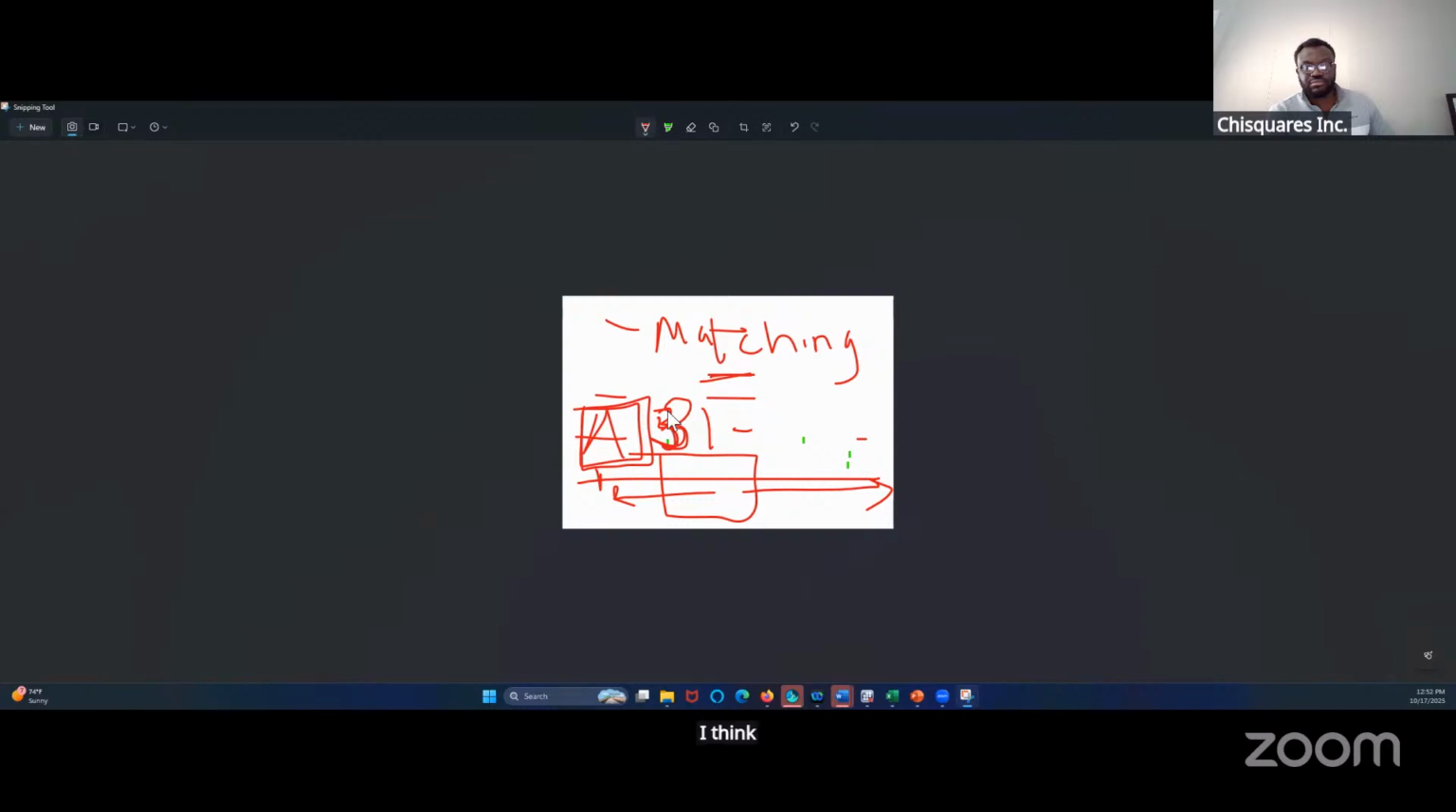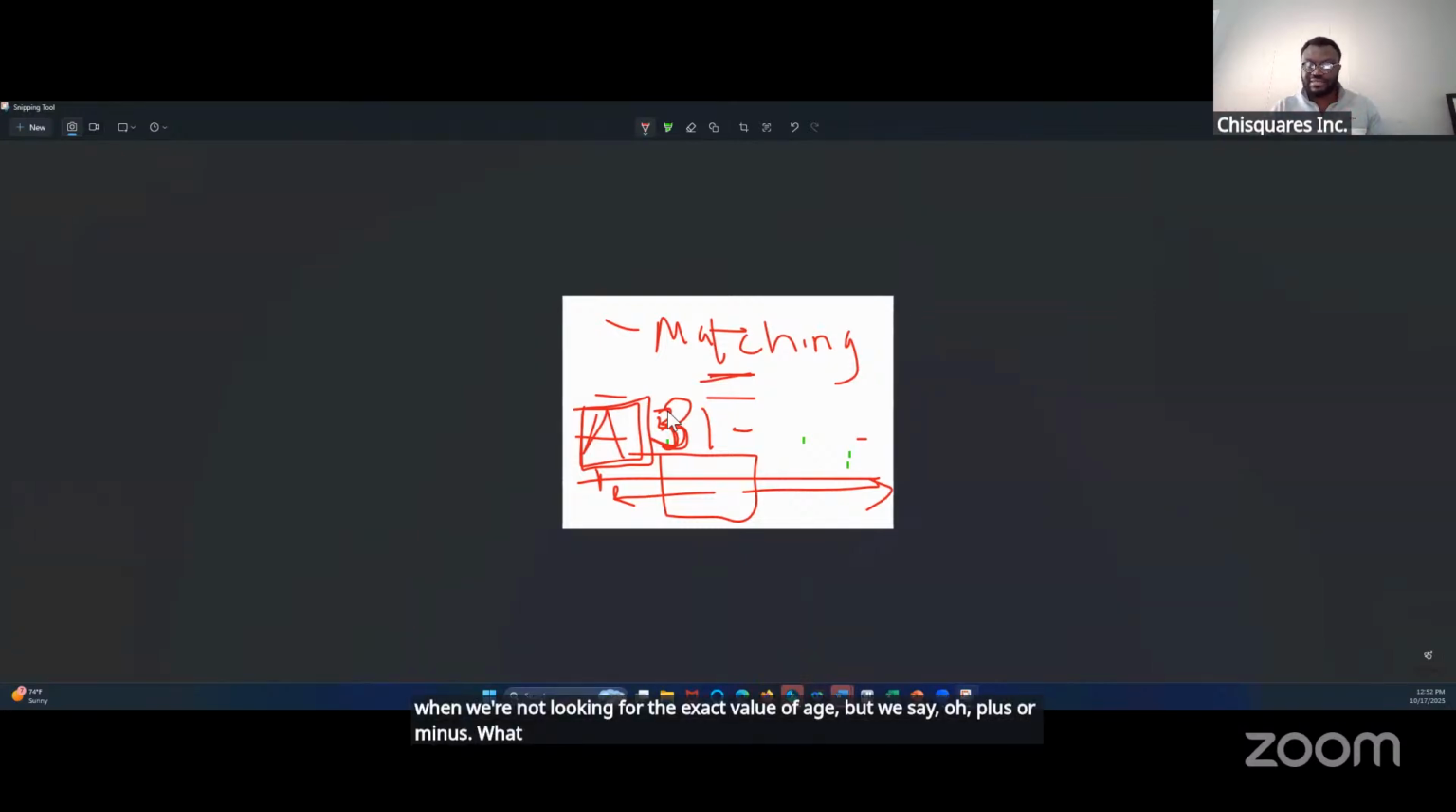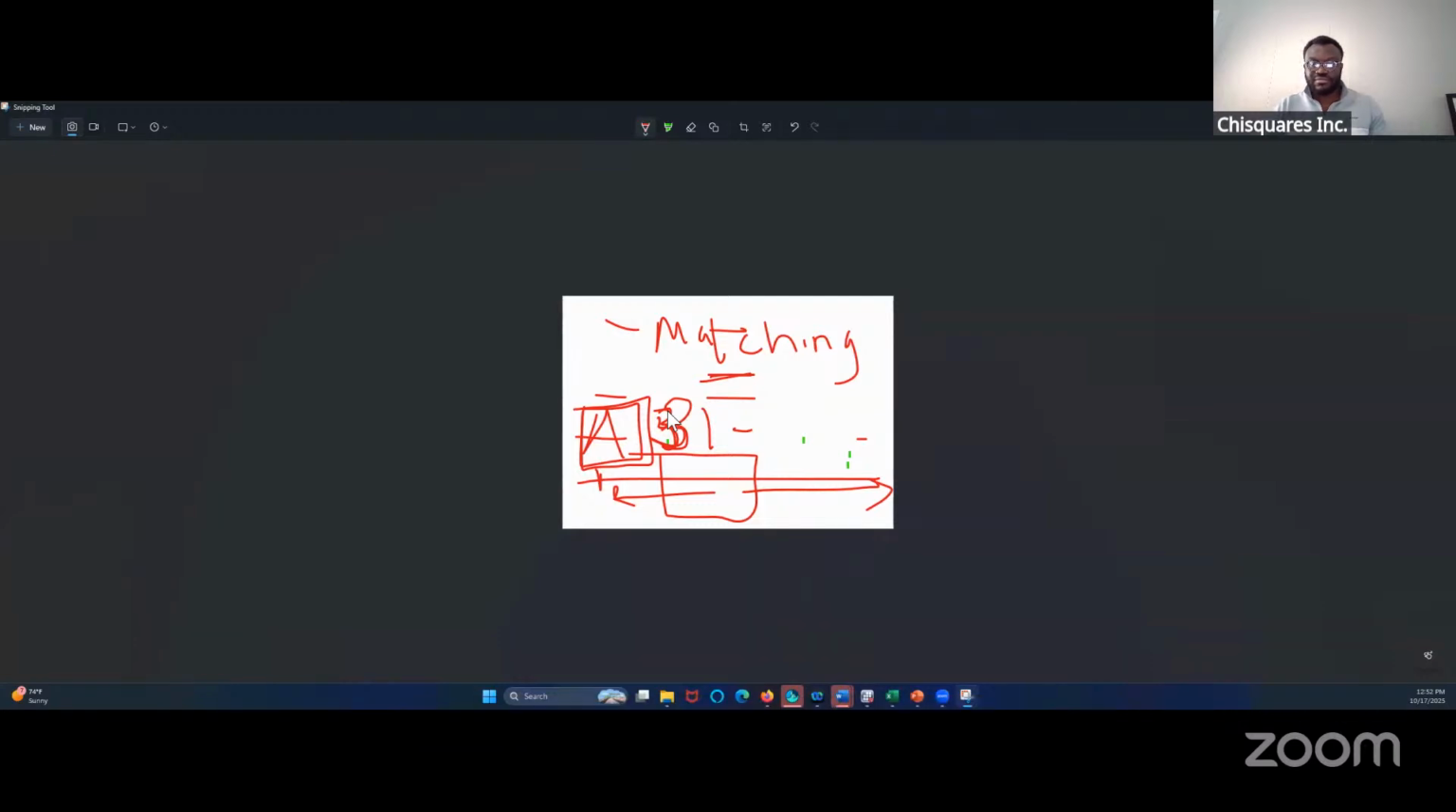I think it is difficult to obtain the same age of cases and controls. Therefore, we should use plus or minus 3 or 5. Okay, thank you. That's one option. What do we call that kind of matching? When we're not looking for the exact value of age, but we say, oh, plus or minus. What do we call that? This group interval. We call it caliper matching.